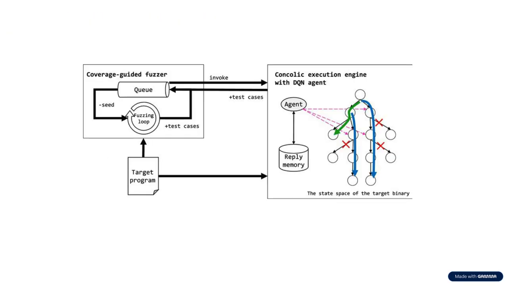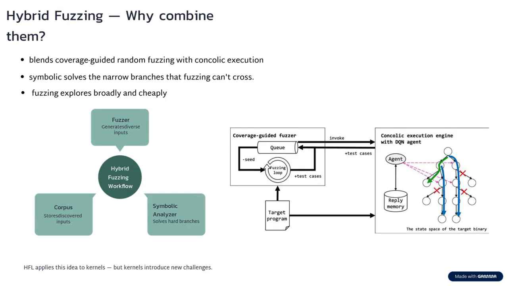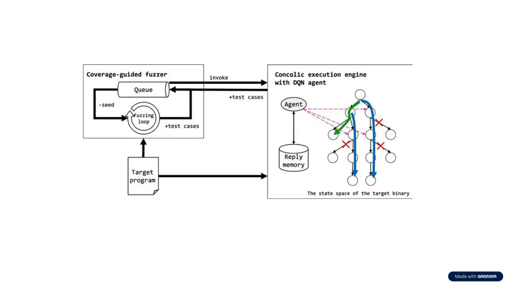Okay. So, on the last slide, you could see on the left side, we have a coverage guided fuzzer. So it generates inputs and places them into a queue. That queue feeds those inputs into something called a target program, which in this case, if we're thinking about our kernel, it is our kernel program. So on the right, we can see the concolic execution engine.